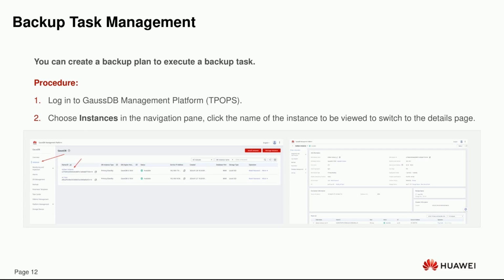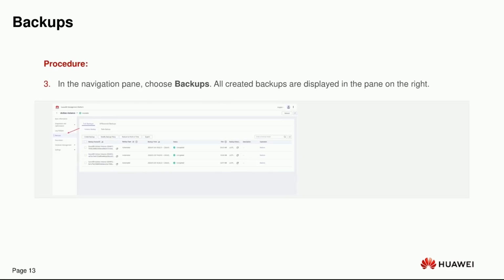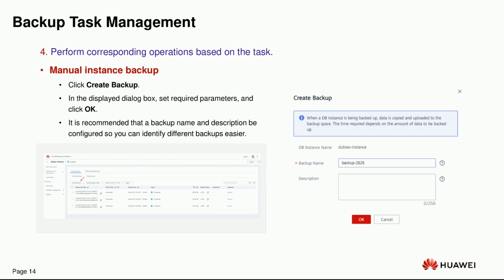Log into GaussDB management platform. Choose Instances in the navigation pane. Click the name of the instance to be viewed. To switch to the Details page, in the navigation pane, choose Backups. All created backups are displayed in the right pane. Perform corresponding operations based on the task.